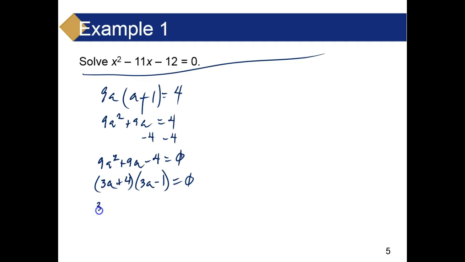So each equal to 0. 3a plus 4 equals 0, or 3a minus 1 is equal to 0. And what does this give you? 3a is equal to negative 4. This gives you 3a is equal to 1. Oh, I'm sorry. This one's going to be a is equal to minus 4/3. And this gives you a is equal to 1/3. Okay, I'm sorry, I'm going fast here trying to get as much done as we can.